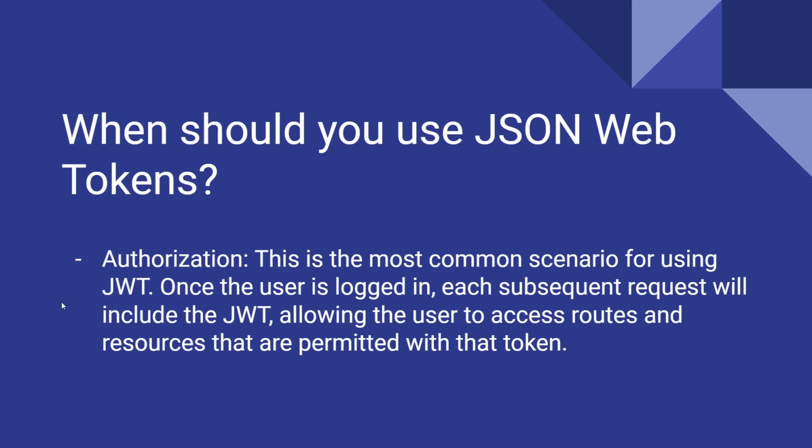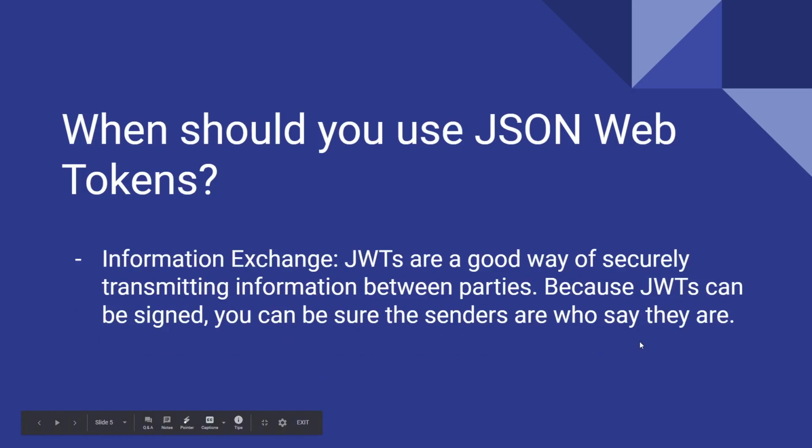And one of the scenarios where you can use JSON Web Tokens is authorization. For example, if you have a protected route in your application and you want to allow access to that route only for authorized users. So this is the most common scenario for using JWT. Once the user is logged in, each subsequent request will include the JWT, allowing the user to access routes and resources that are permitted with that token.